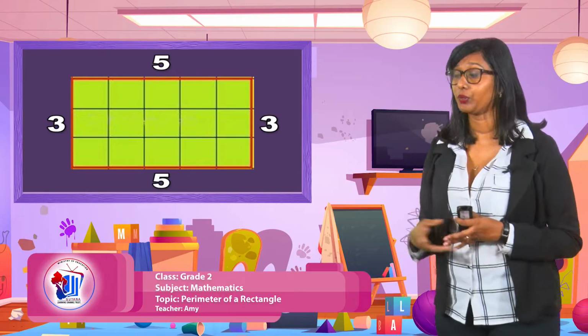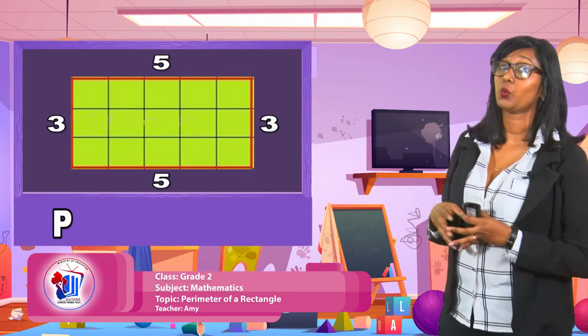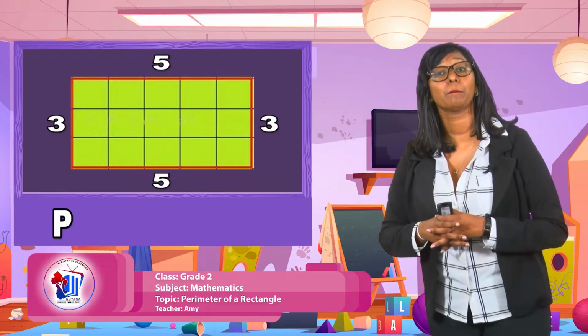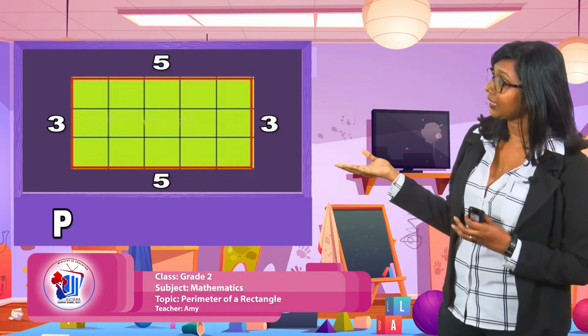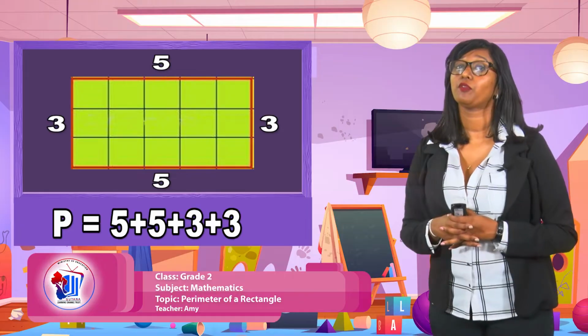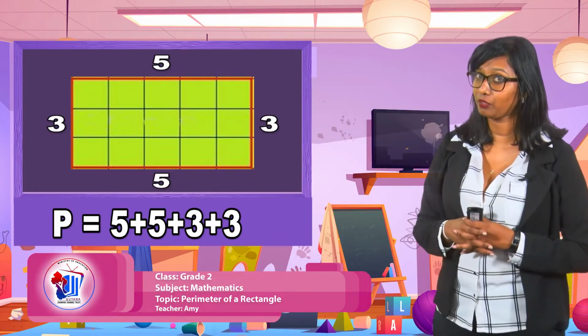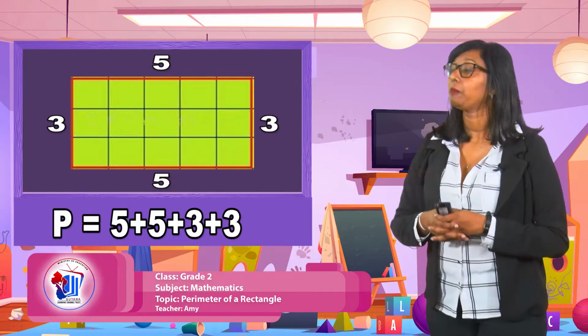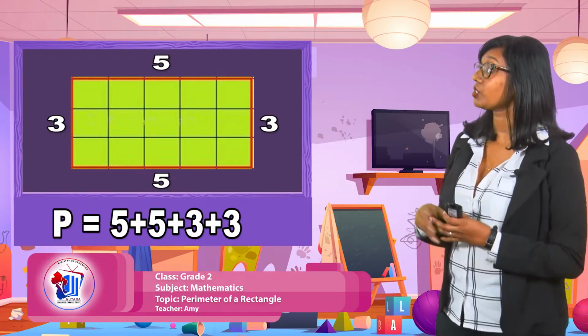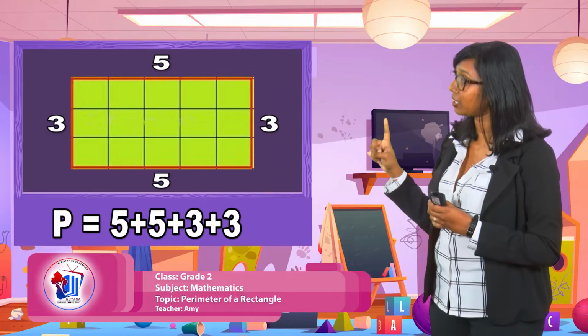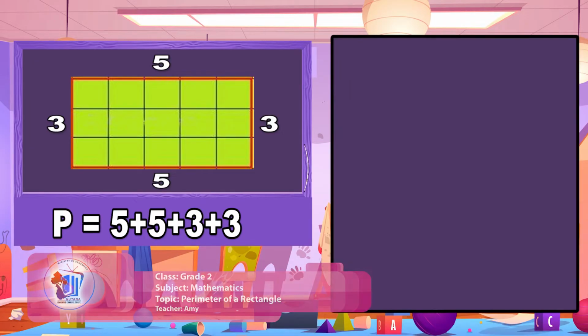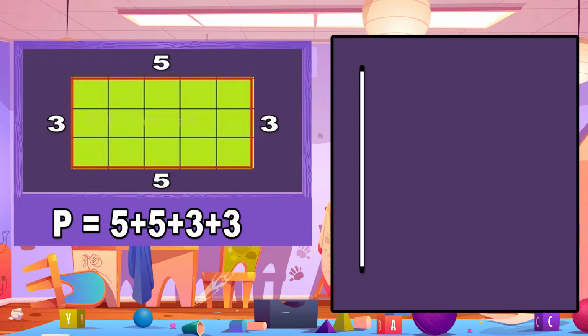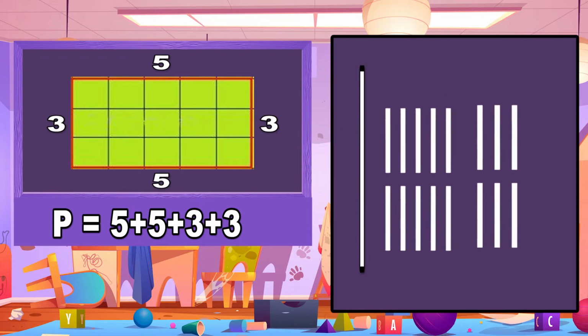So what we're going to do, we write the letter P, which represents the word perimeter, and we put our equal sign and we write 5 plus 5 plus 3 plus 3. So 5 plus 5 plus 3 plus 3. We put a line at the side of our page like this, and we write our strokes to add. So 5 strokes, then another 5 strokes, then 3 strokes, then another 3 strokes.